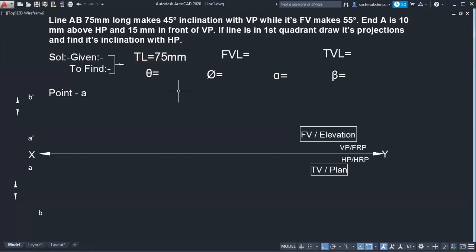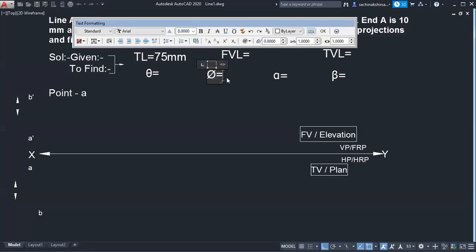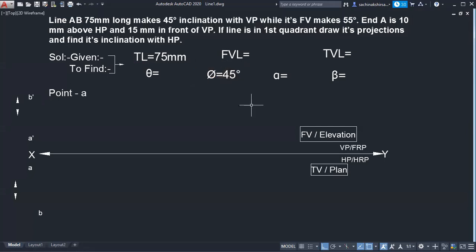45 degree inclination. Is it true inclination or apparent inclination? True angle. With whom is it correct? The true angle answer is correct. With whom is it given? With VP. Means is it theta or phi? It is phi. Very good. This angle is phi. It is also given.